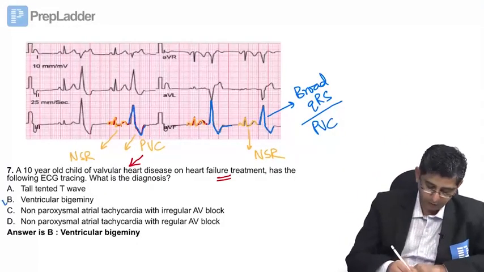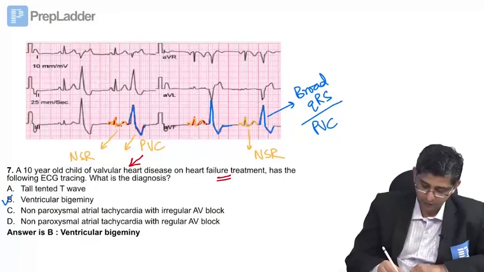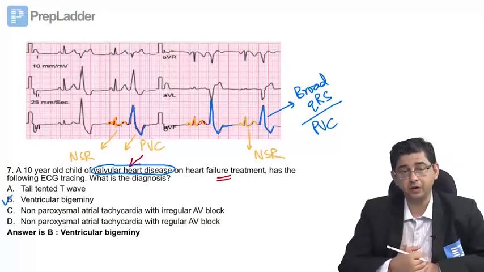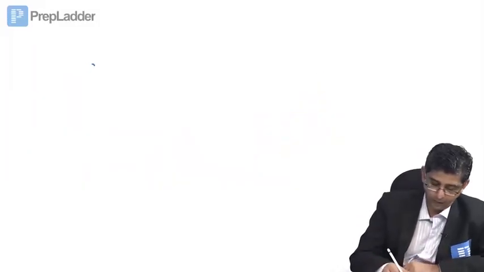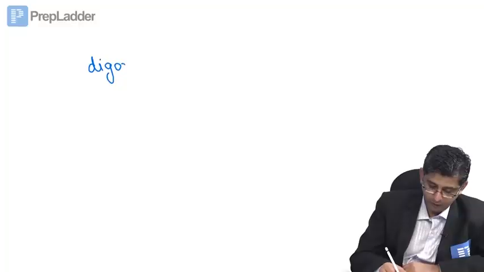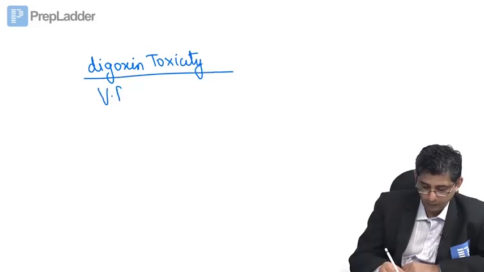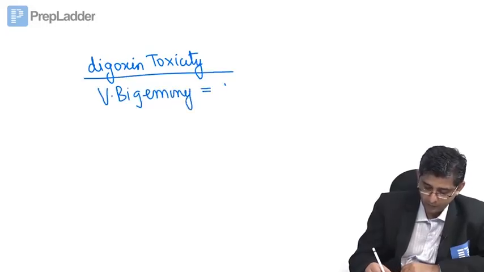Ventricular bigeminy is the commonest arrhythmia of digoxin toxicity, because it mentioned valvular heart disease. So you can understand the question would have been on digoxin. The most common arrhythmia with digoxin toxicity should be remembered as VB, ventricular bigeminy. The drug of choice for ventricular bigeminy should be answered as lignocaine.